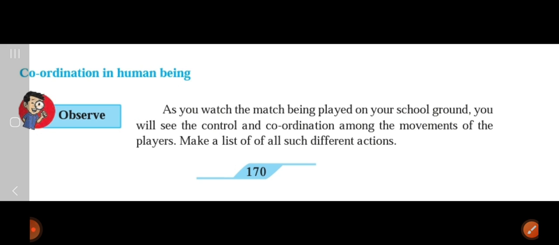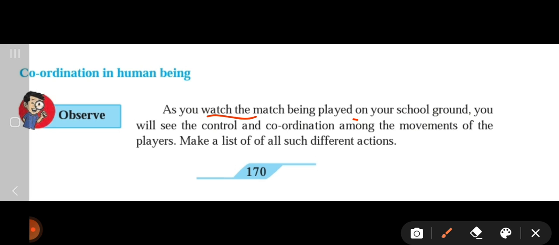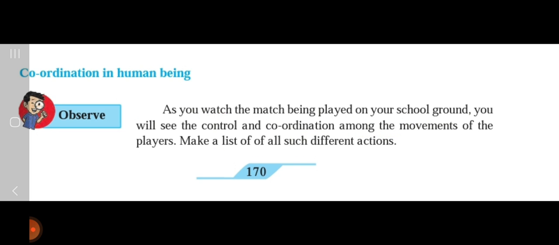Dear students of Standard 9th, in the last lecture of Science 2, we had discussed coordination in plants, and today we are going to discuss coordination in human beings. As you watch a match being played on your school ground, you will see the control and coordination among the movements of the players. This is an activity: you have to make a list of all such different actions.